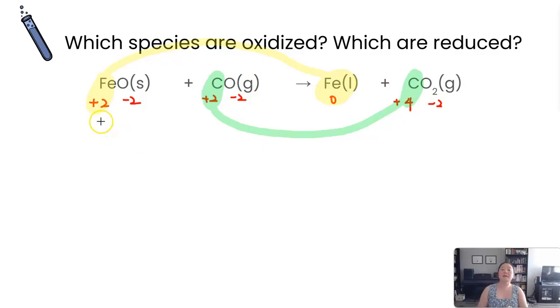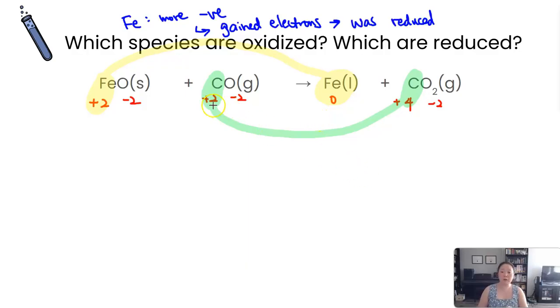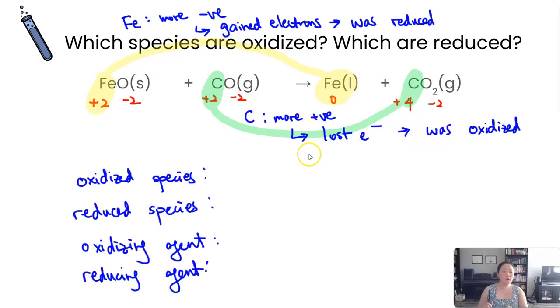Now, your iron has gone from +2 to 0. So if that's the case, what has happened to it is it has become more negative. Now, if your oxidation number is more negative, that means you've gained electrons. And if it has gained electrons, it has become reduced. On the other hand, your carbon has become more positive, which means that it has lost electrons, and therefore it was oxidized. Now, a little bit more terminology related stuff.